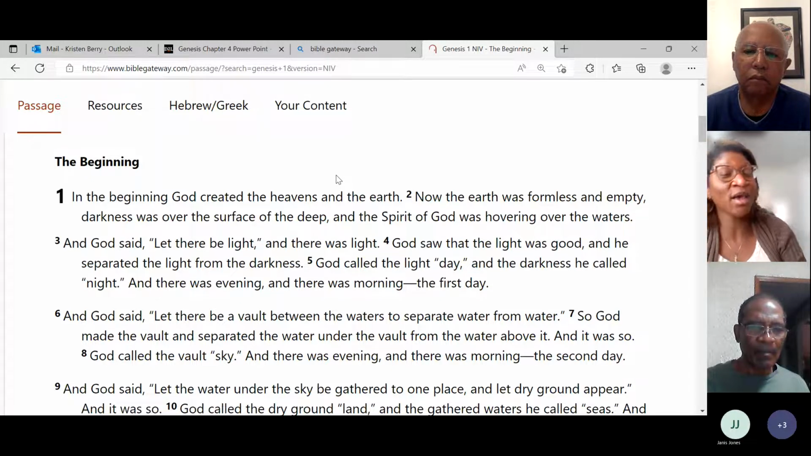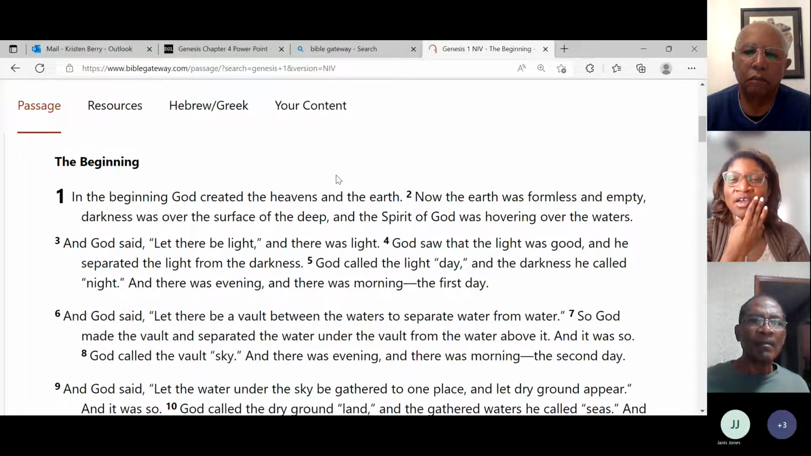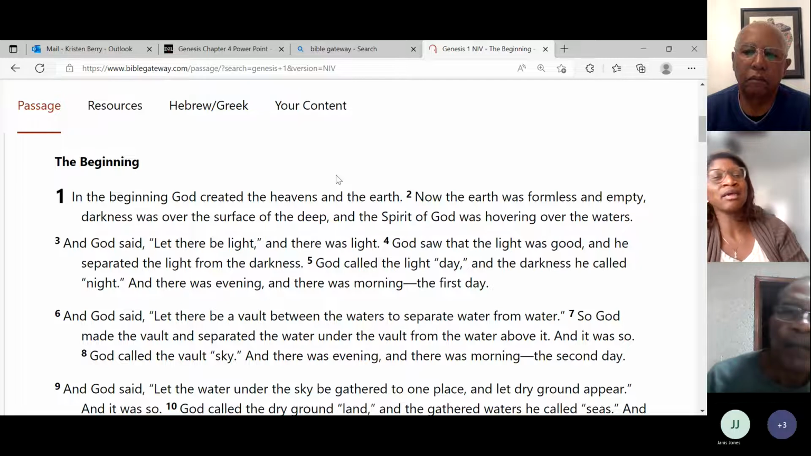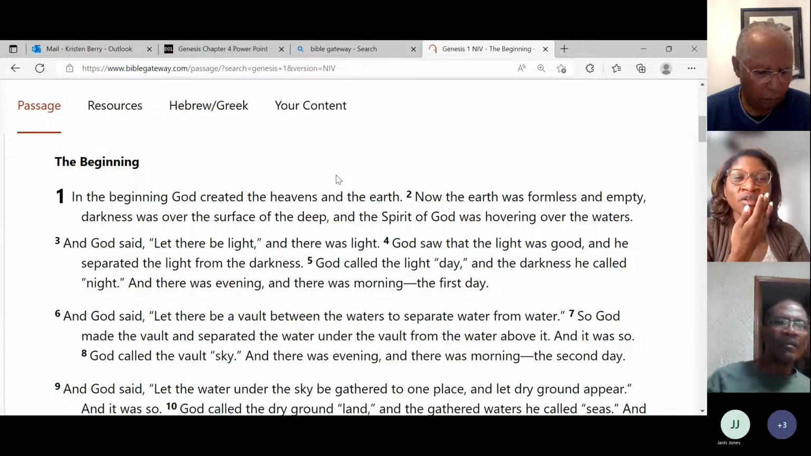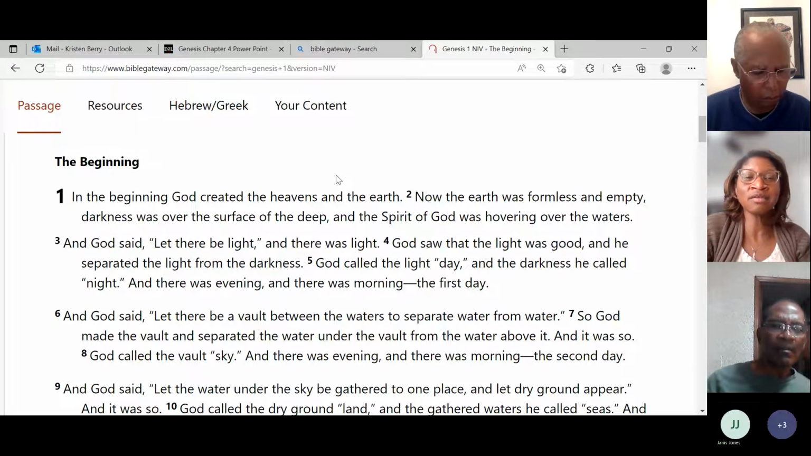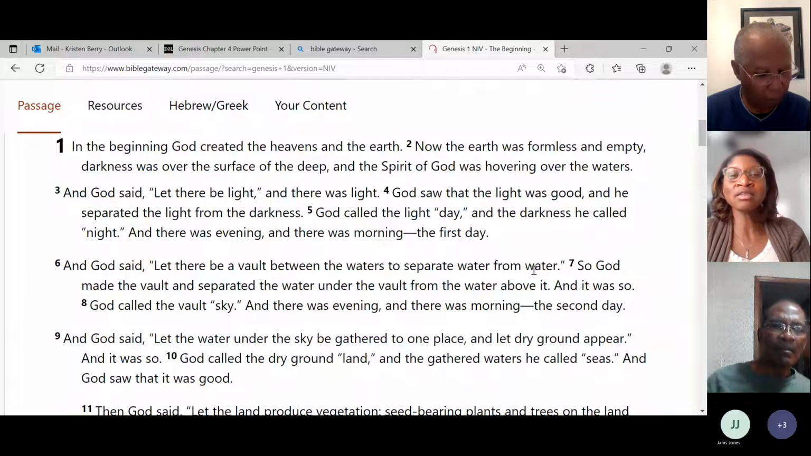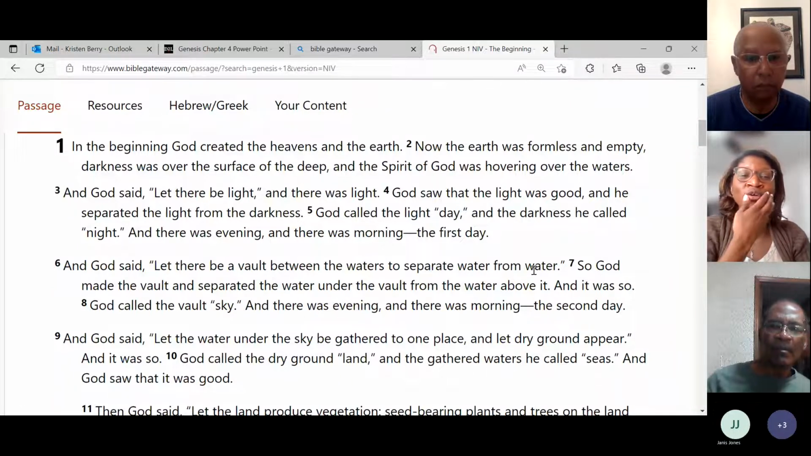I'm going to get some folks to help me out with some reading. In the beginning, God created the heavens and the earth. Now the earth was formless and empty. Darkness was over the surface of the deep, and the Spirit of God was hovering over the waters. And God said, "Let there be light," and there was light. God saw that the light was good, and he separated the light from the darkness. God called the light day, and the darkness he called night. And there was evening, and there was morning, the first day.